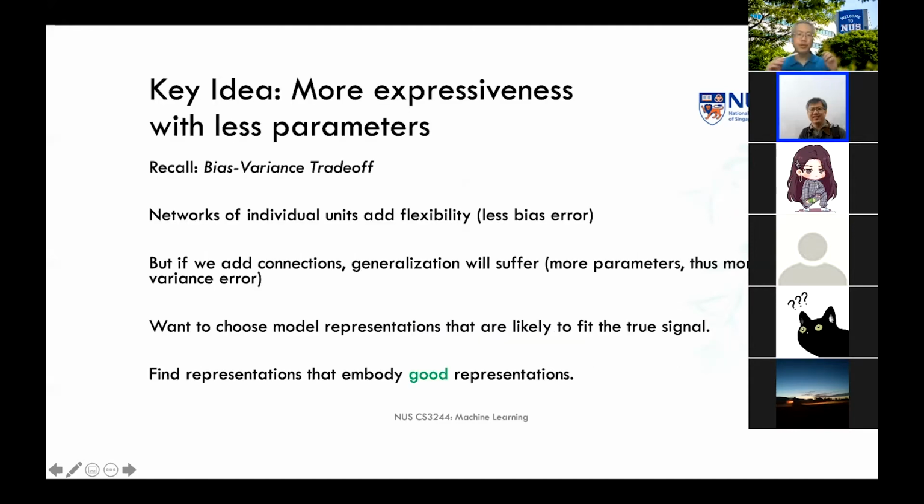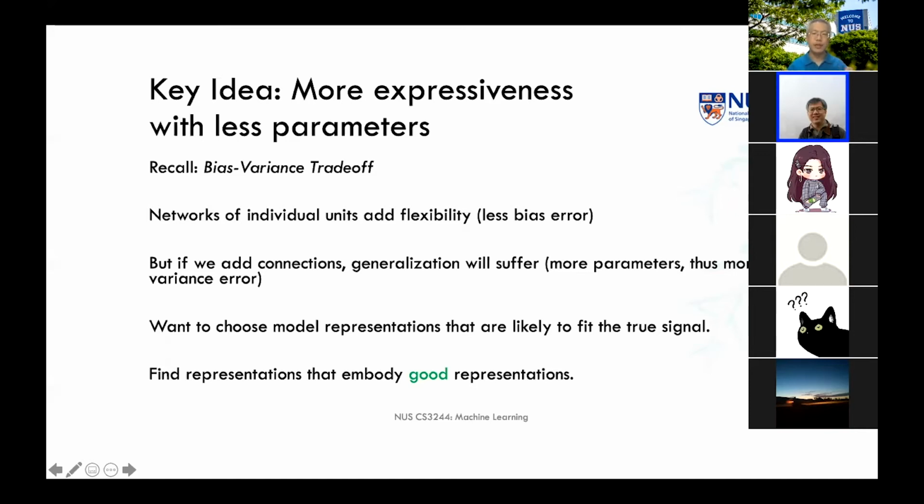Okay, so the very key idea of deep learning is very simple, okay? We want to get more expressiveness with fewer parameters, okay? Now you've heard me already say, okay, these deep learning models have millions of parameters, okay? We are going to deal with that, okay? But the whole point is, if your data is very, very large, simple models cannot fit the signal enough. There's too much bias error. Those simple models just don't have enough expressiveness to fit the data very well, okay?